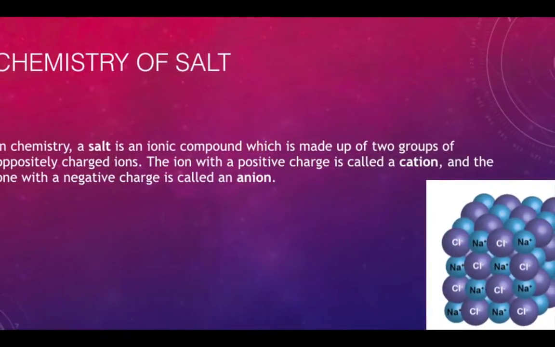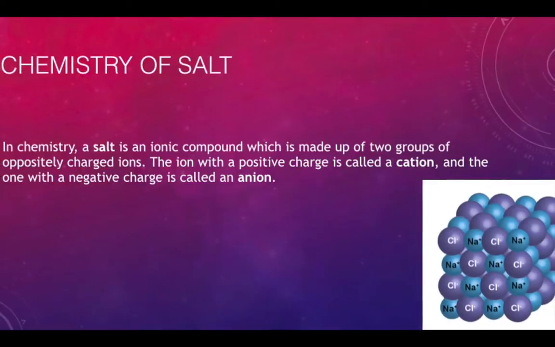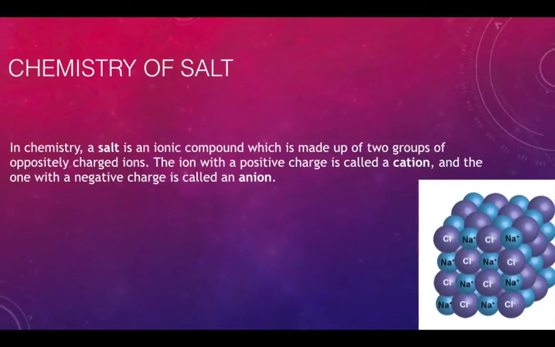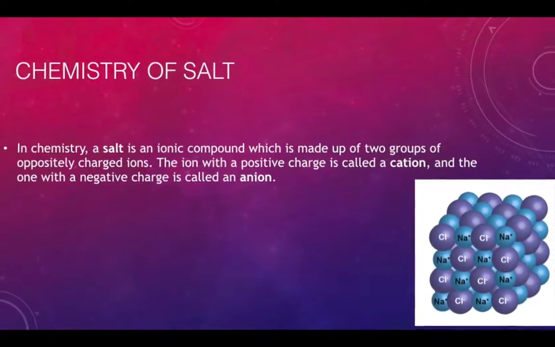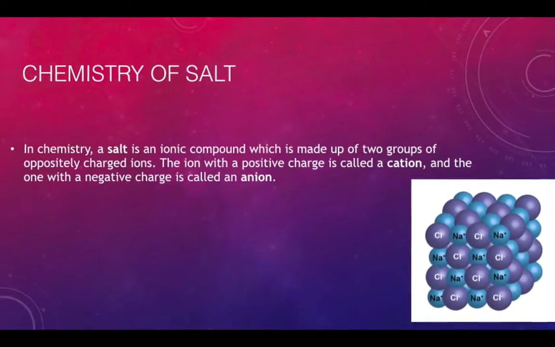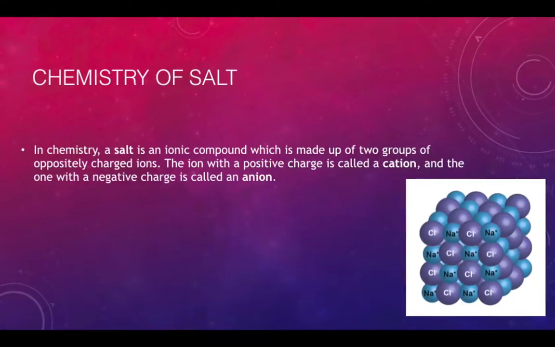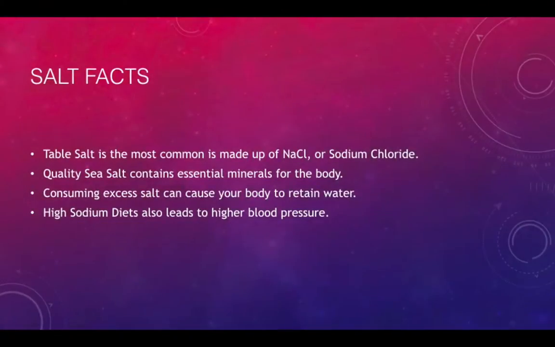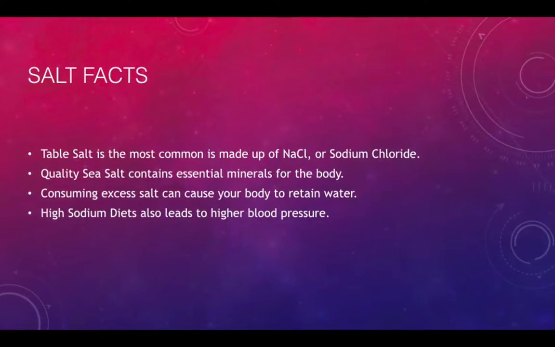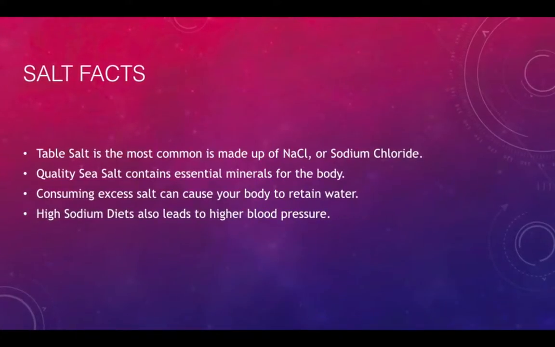In chemistry, a salt is an ionic compound, which is made up of two groups of oppositely charged ions. The ion with a positive charge is called a cation, and the one with a negative charge is an anion. Now, the table salt we know and use today is commonly made up of just sodium chloride.